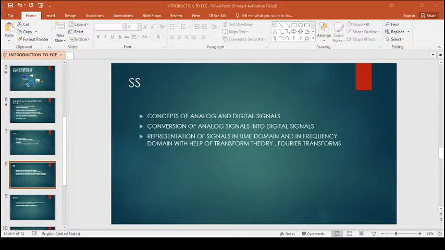Transform theory is nothing but Fourier transform and Laplace transform. All these concepts, mathematical tools, are used to represent a time domain signal as a frequency domain signal, and frequency domain signals as time domain signals. So all these concepts we can cover in signals and systems.